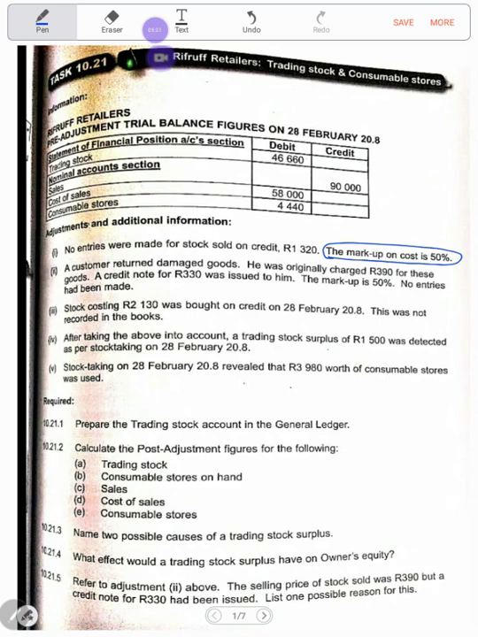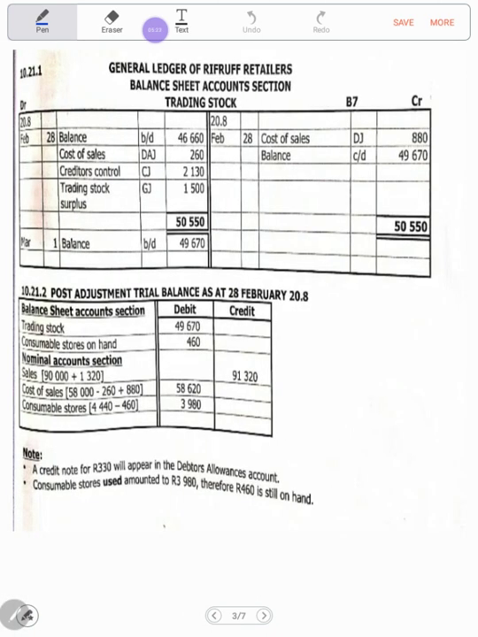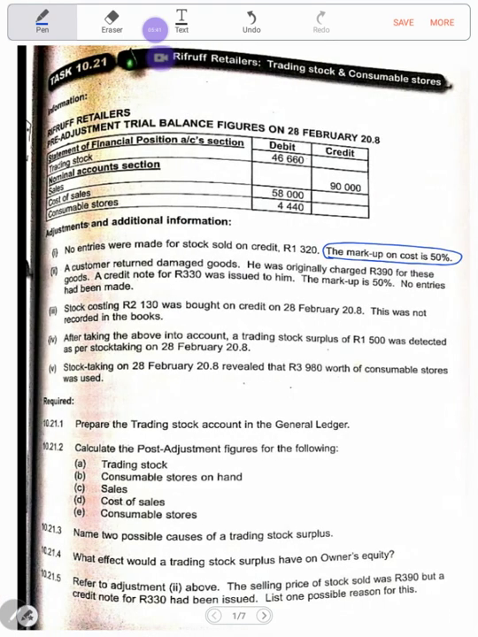Okay, let's get going. So here we have our answers. A trading stock account, remember it's an asset, so it will increase on the debit side and it will decrease on your credit side. Did we have a balance brought down from the previous month? Yes, we did. The balance brought down, as you can see over here, was 46,660 Rand. Again, that is just telling me that's how much stock I have in my business.